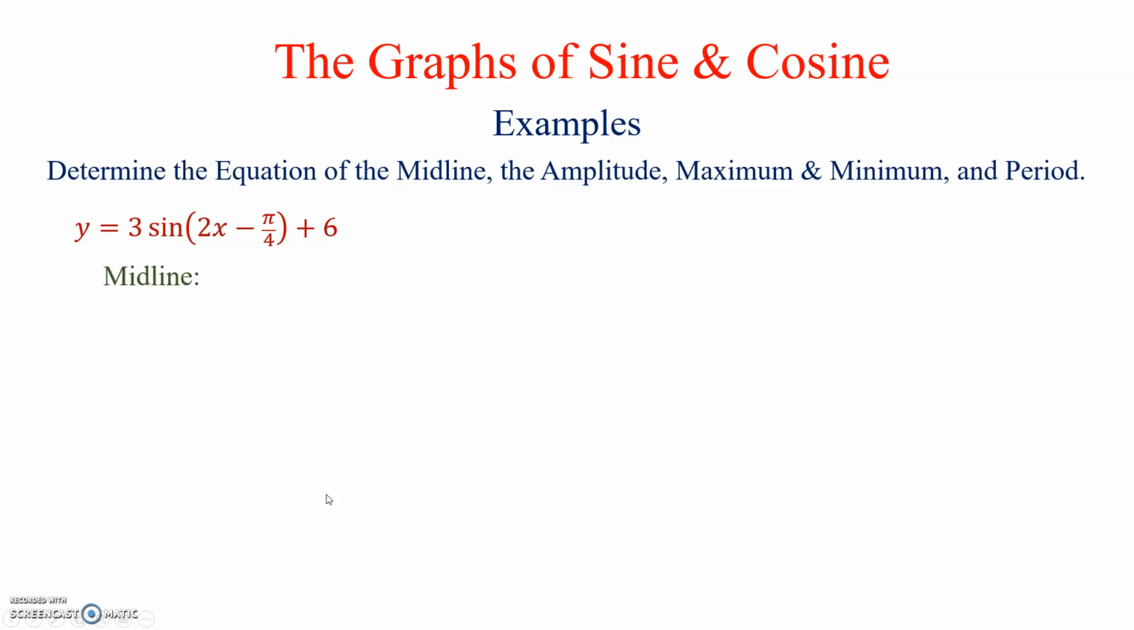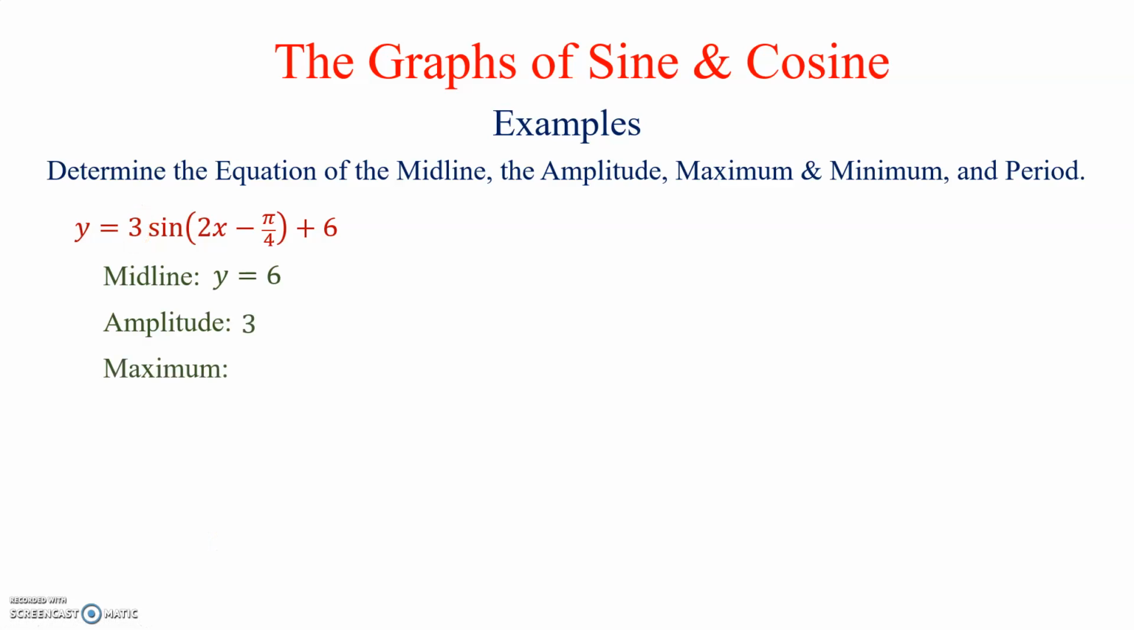All right, first thing we will find is the midline. Well, the midline was always the constant term outside the parentheses. Very similar to when doing y equals mx plus b, we typically would start with the constant term. So the midline is simply y equals 6. Next, we'll find the amplitude. The amplitude is always the a. Again, very similar to y equals mx plus b. Well, the amplitude here is simply 3.